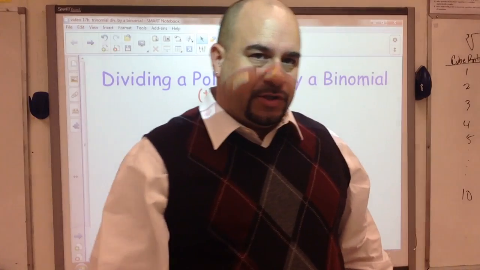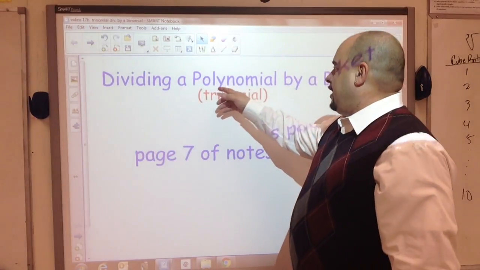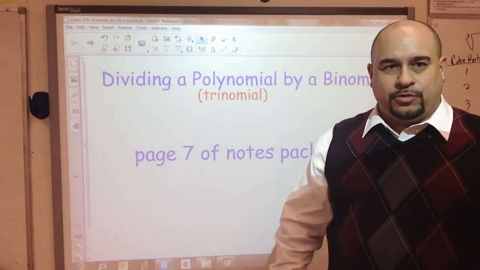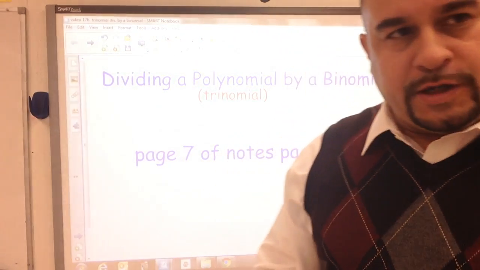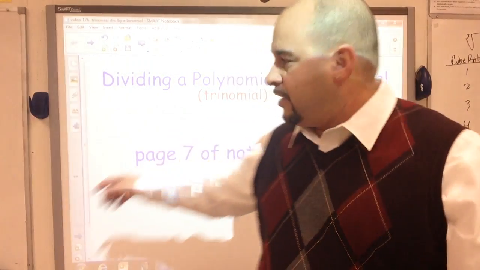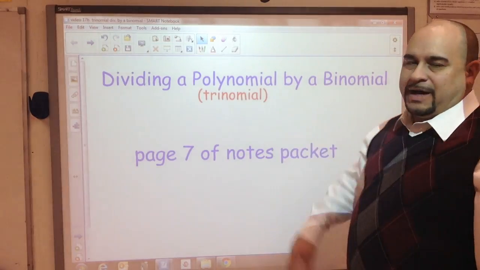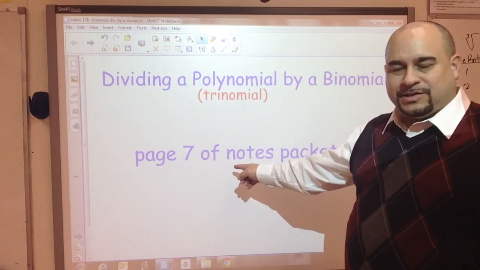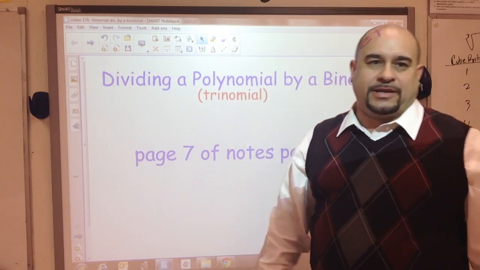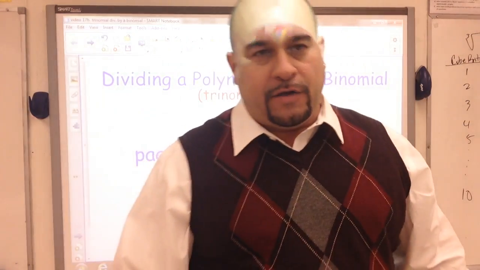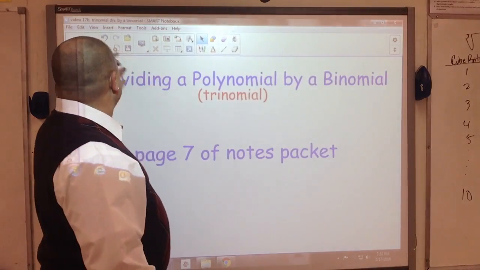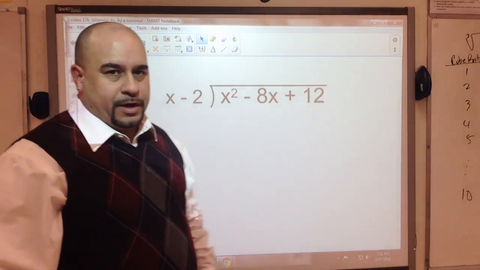We're going to finish up this unit with dividing a polynomial by a binomial. The polynomial that we're really going to divide by is a trinomial. So we're going to take a trinomial, we're going to divide it by a binomial. We're on page 7 of your notes packet. So please turn to page 7 of your notes packet and follow along. We're going to start with number 1.